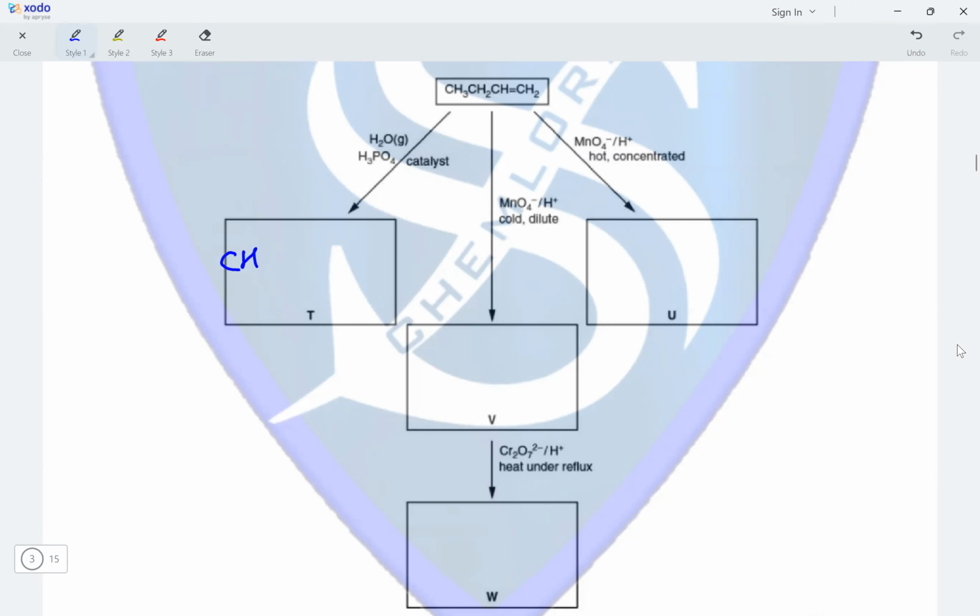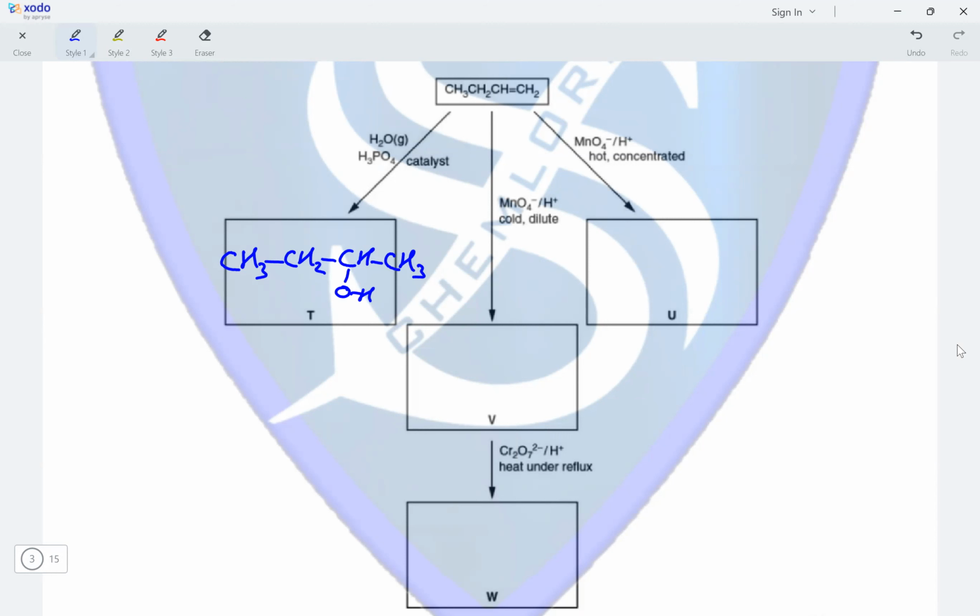So that would be CH3, CH2, CHOH, and then CH3. This is compound T. For compound U, we've got hot concentrated acidified KMnO4.